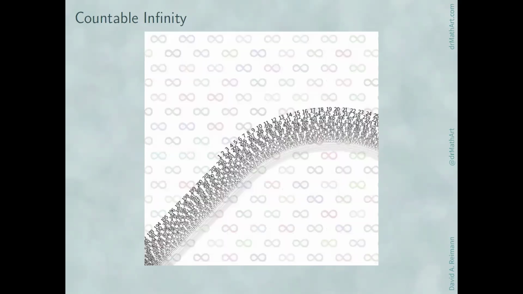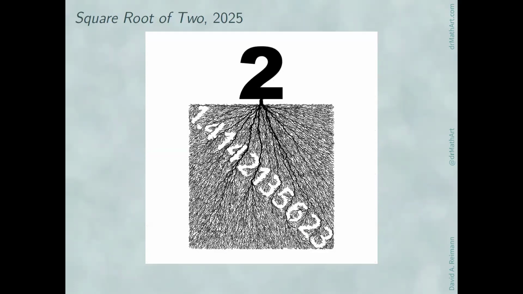anything of the detail of this from your screen. Maybe if I zoom in on it a little bit, you can see that it has the numbers 1, 2, 3, 4, 5, 6, 7, 8, 9, 10, and so on, going along this lemniscate that defines this infinity symbol. So that's called countable infinity.